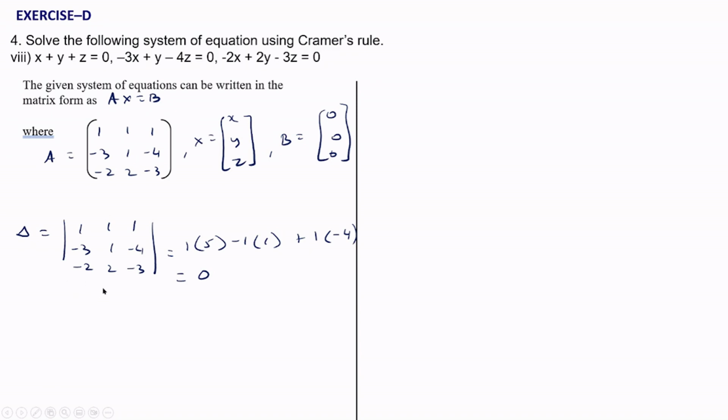Then delta y, if we find the second column, we have to substitute 0. So delta y will also be equal to 0. And delta z, we have to substitute the third column as 0. So delta z will also be equal to 0. So we have infinitely many solutions.